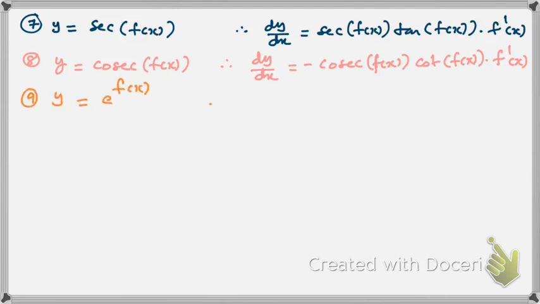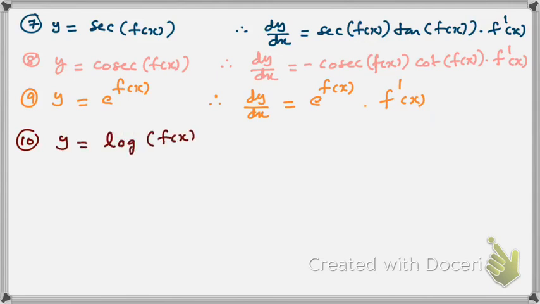Y is equal to e raised to f of x. This is similar to e raised to x. And what's the derivative of e raised to x? Derivative of e raised to x is e raised to x itself. So what should be the derivative of e raised to f of x? It would be e raised to f of x itself, but times f dash of x.